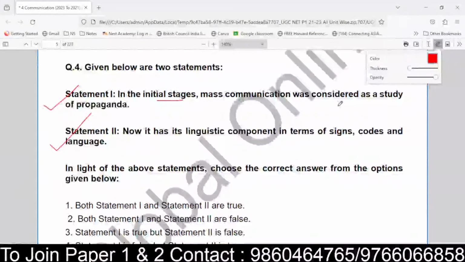Okay, everyone. Which statements are right or wrong? Statement number 1: in the initial stage, mass communication is considered as propaganda. Yes, very true. Statement number 2: it has its linguistic component in terms of signs, codes and language. Yes, very true. The signs, codes and language are one of the components. So both statement number 1 and statement number 2 stand to be true.